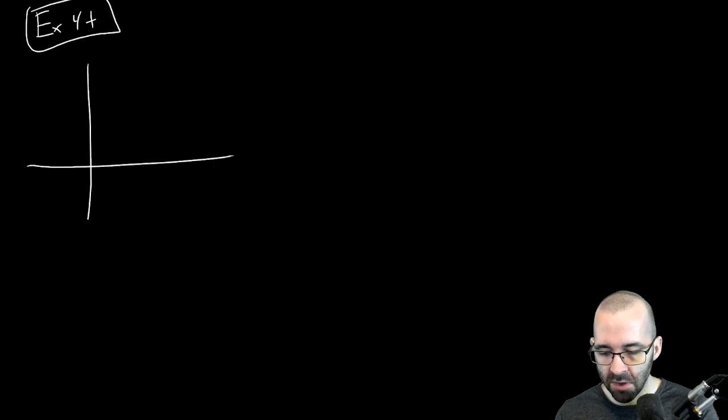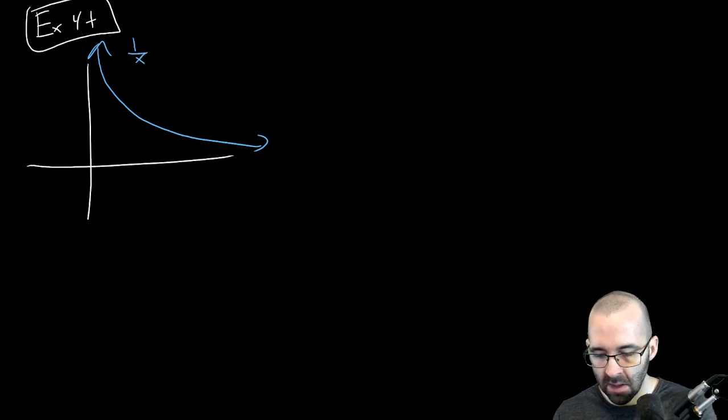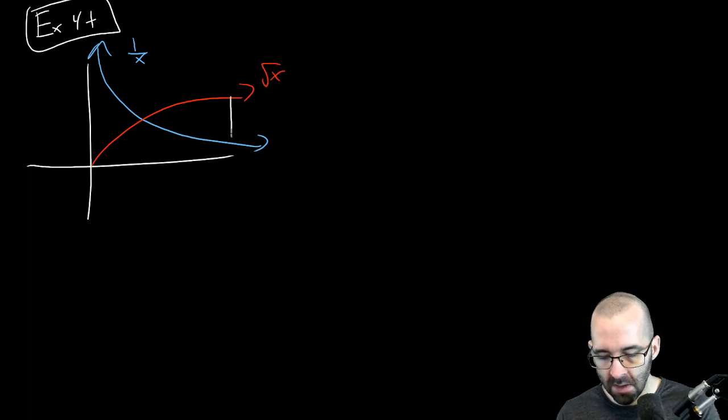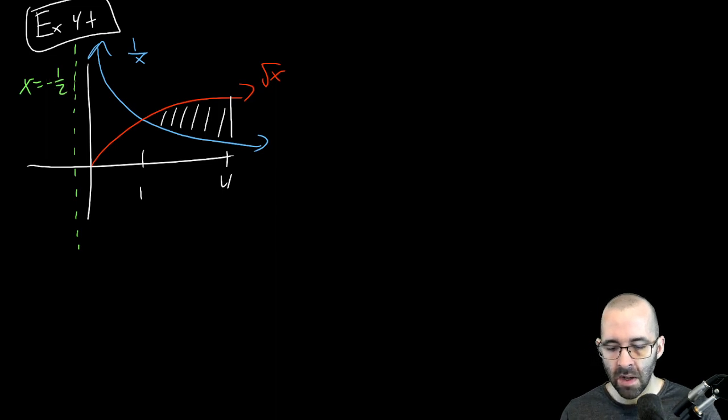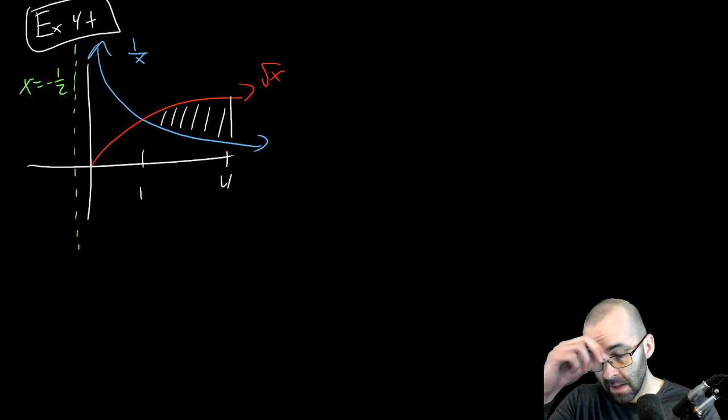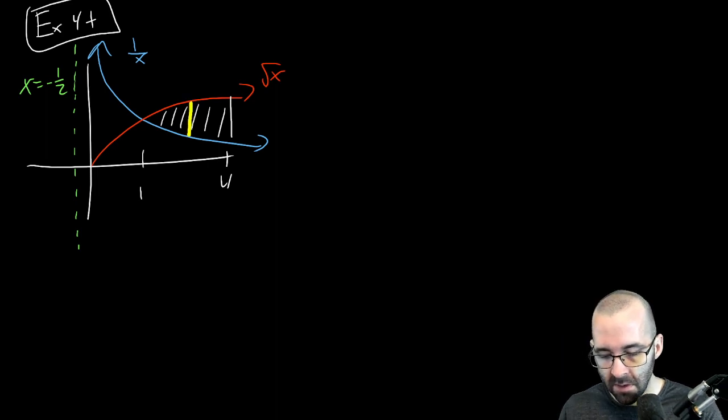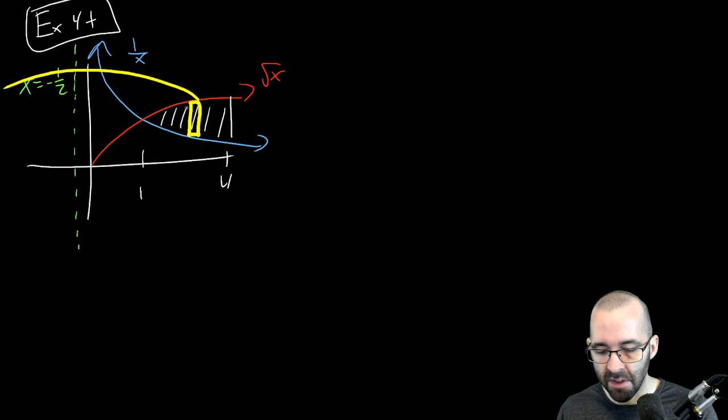Instead, let's use the same functions. 1 over x. And this guy, square root of x. Same region from 1 to 4. But now what if we wanted to rotate around the line x equals negative 0.5? Well, it's going to be very, very similar. You just look at your shell. The height is f minus g. But now the radius is 1 half bigger because we're rotating around this other guy.